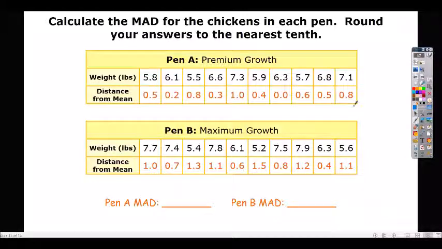Now that we've finished finding the distance from the mean for all of these different numbers, what we're going to do is find our mean absolute deviation. Remember, to find our mean absolute deviation, we're going to add all these together, and then we're going to divide by 10, because that was how many numbers we had in our data set.